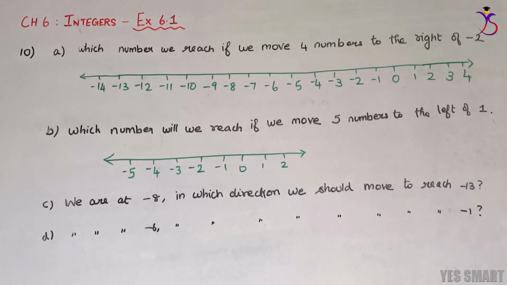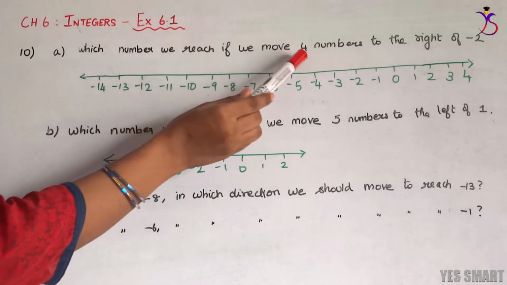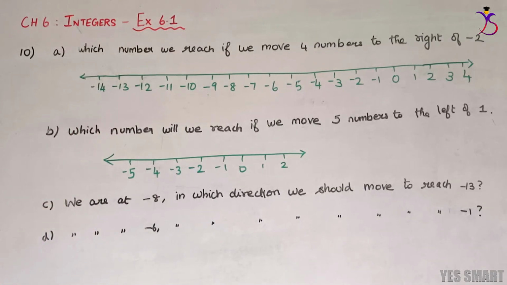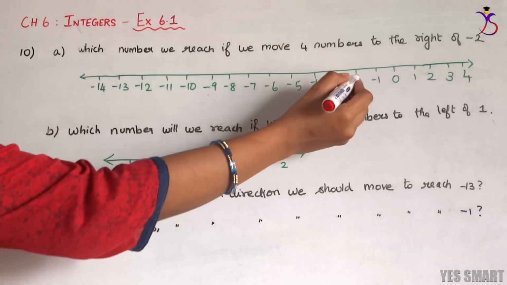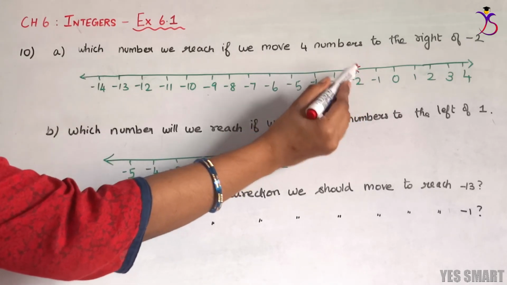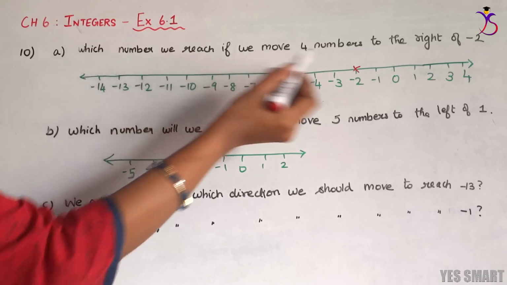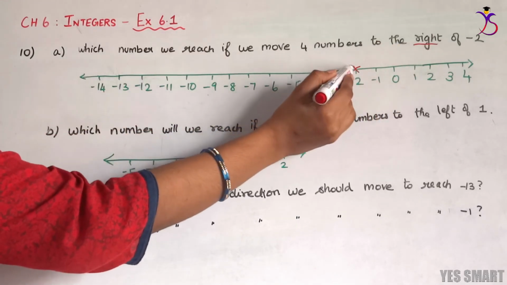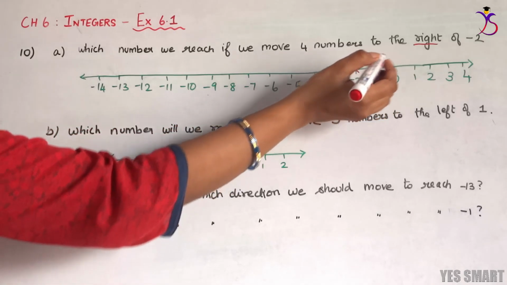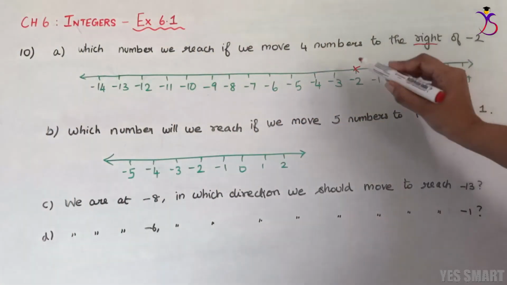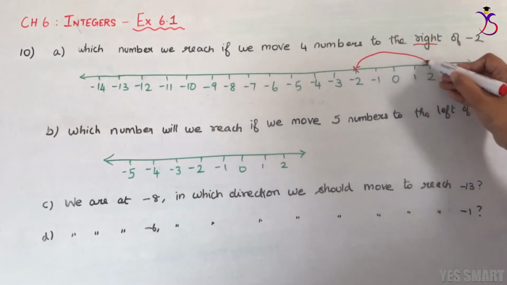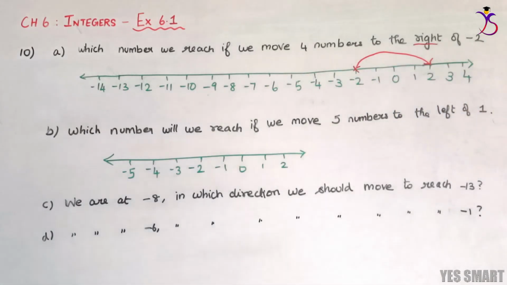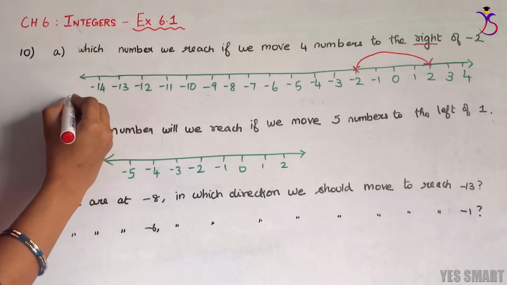Next, exercise 6.1, the last sum, A subdivision. Which number do we reach if we move 4 numbers to the right of -2? So we have to move 4 numbers in the right hand direction from -2. So I'm marking -2. We will be moving 4 numbers, that too in the right hand direction. So 1, 2, 3, 4. Hence we will reach +2 on moving 4 numbers in the right hand direction from -2. Since they have asked which number we will be reaching, +2 is the final answer.